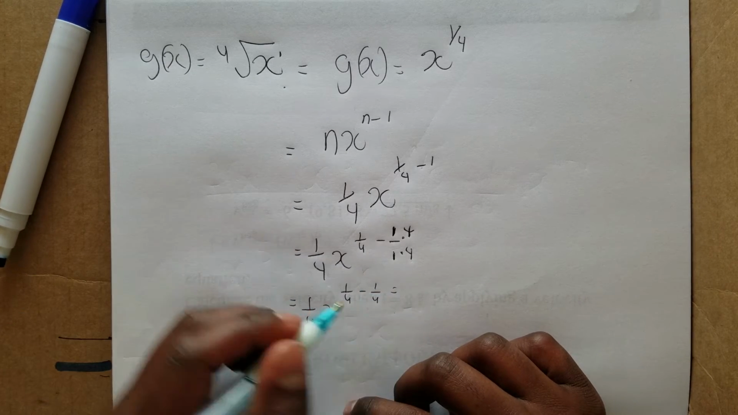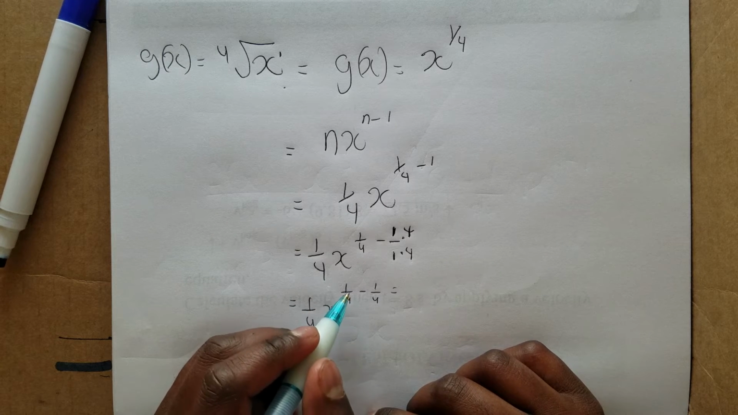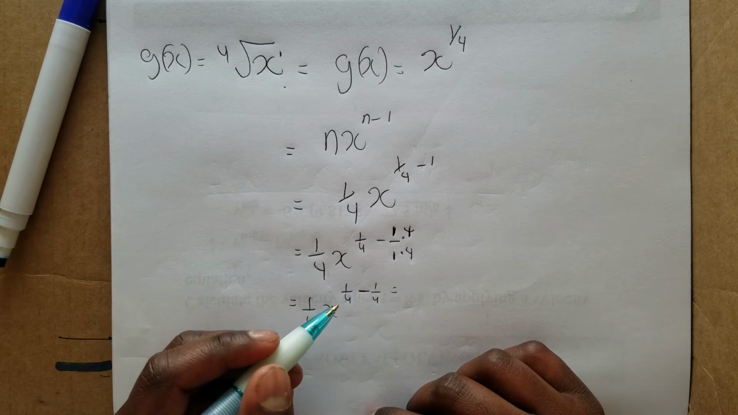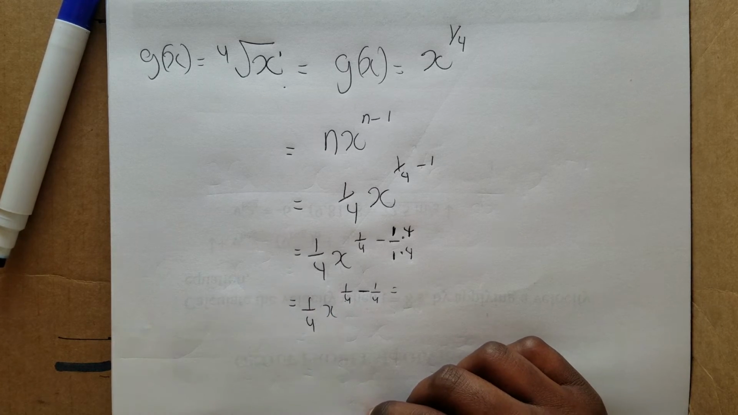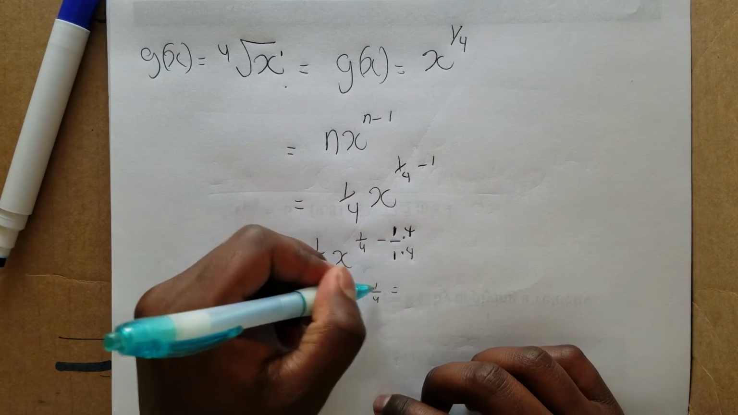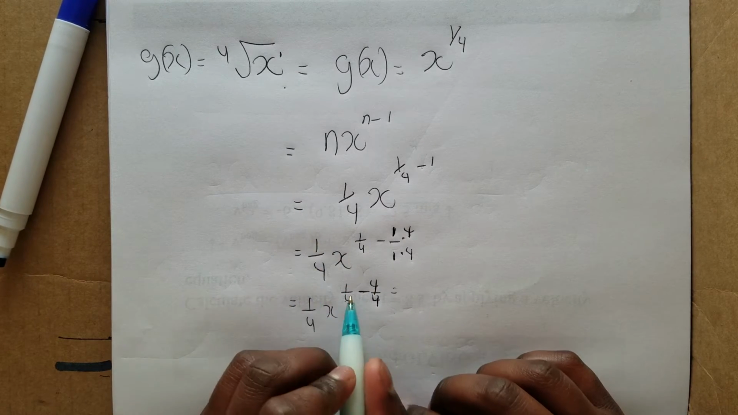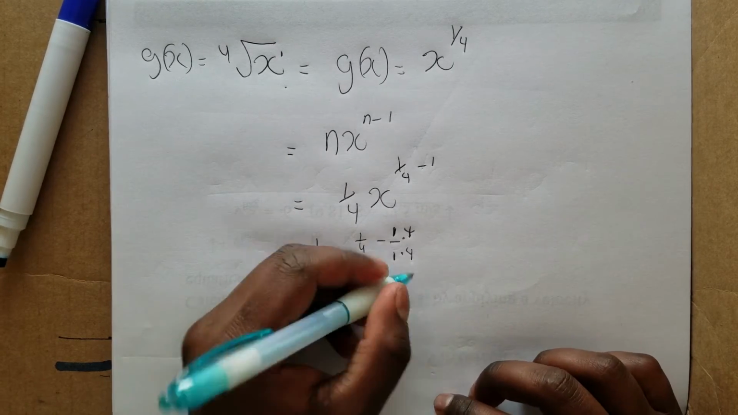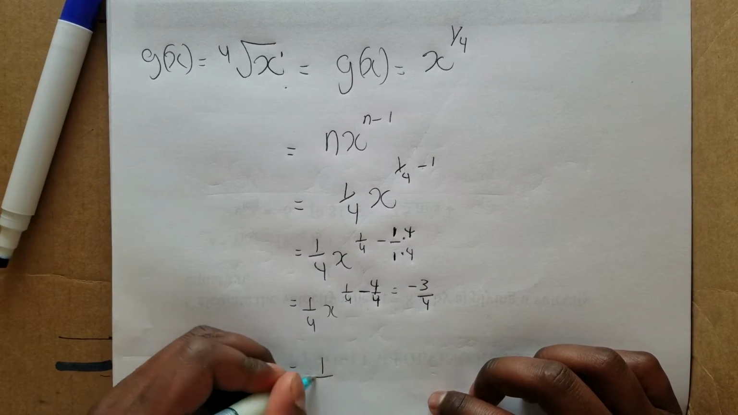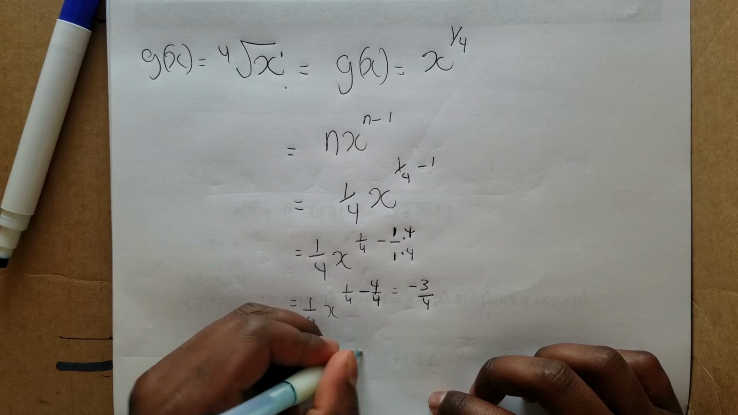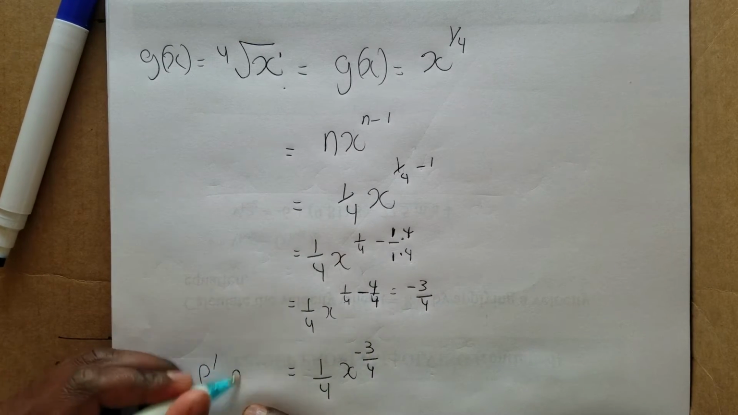When you have the same denominator, just subtract the tops. So 1 minus 4 is minus 3 over 4. So the answer becomes 1/4 x to the minus 3 over 4. And this is the derivative of the function.